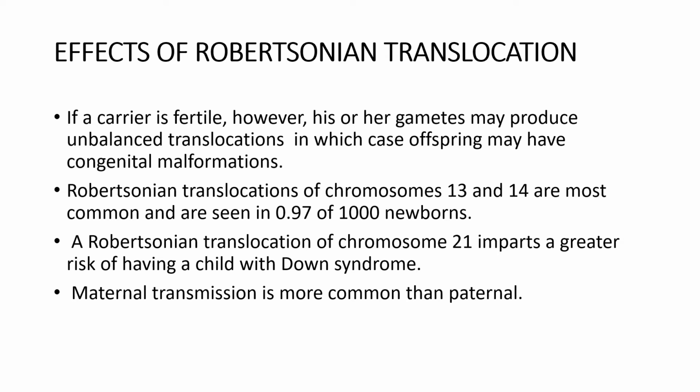Effects of Robertsonian translocation. If a carrier is fertile, however, his or her gametes may produce unbalanced translocations, in which case offspring may have congenital malformations. Robertsonian translocations of chromosome 13 and 14 are most common and are seen in 0.97% of 1,000 newborns. A Robertsonian translocation of chromosome number 21 imparts a greater risk of having a child with Down syndrome. Maternal transmission is more common than paternal.